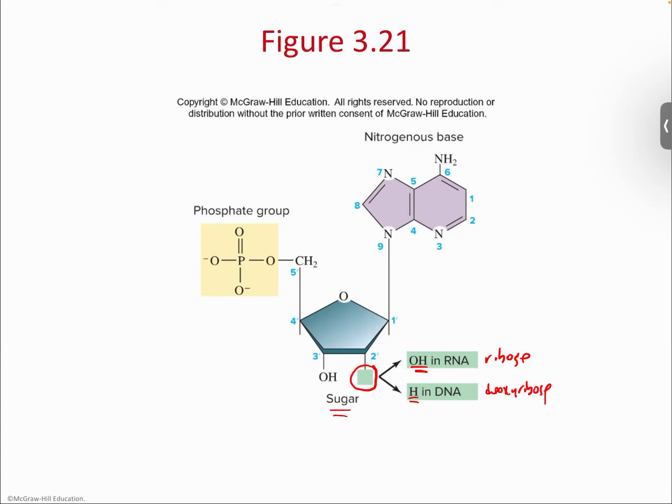Now, to the 5 carbon is going to be attached a phosphate group. So you can see this is a typical phosphate group, right? It's bound to these 4 oxygens. One of those is double bound. And then on the number 1 carbon on the other side is going to be this nitrogenous base.